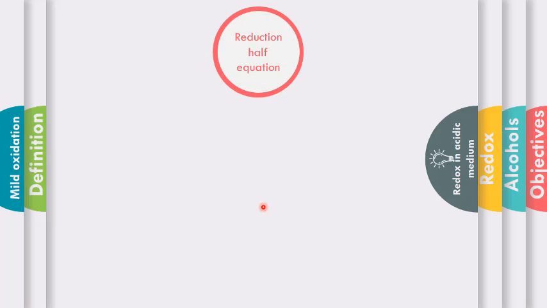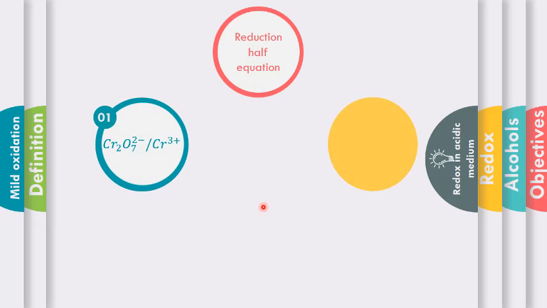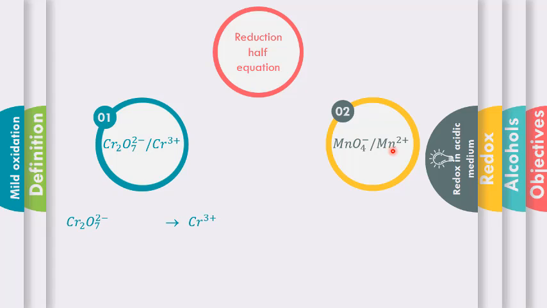Look, these are the reduction half equations. This is the first one. It is Cr2O7 2-, dichromate, and here is Cr3+, and here is permanganate MnO4- that will be transformed into Mn2+. As you can see, let's balance this half equation. Here is Cr2O7 2-, and here I have one Cr3+. And here I have MnO4- and Mn2+. First of all, I will multiply here by 2 because I have 2 Cr. Then I have here 7 oxygen and here nothing.